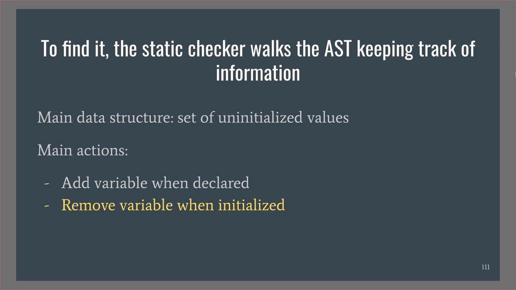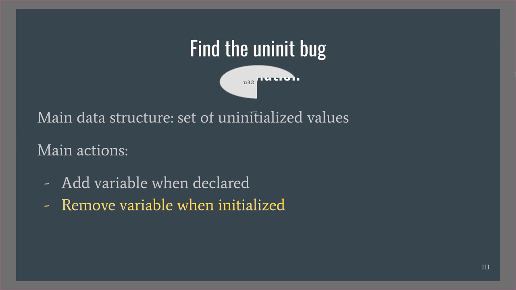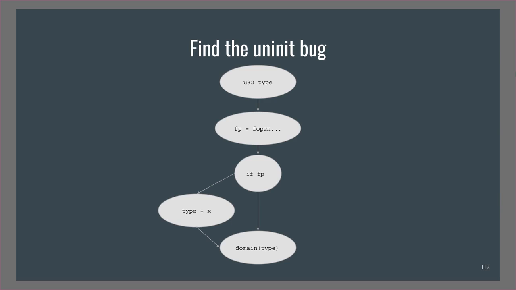Now that we know what the checker is keeping track of, we can traverse the AST. Here's an abridged version of the AST for the bug, and this is our main data structure, the set of all uninitialized variables. In the first node, type is declared, so the checker adds it to the uninitialized set. Next, FP is declared, so the checker is going to add that to the set too. But FP is initialized later in this node, so the checker removes it from the set almost immediately. Now the checker has hit a branch point.